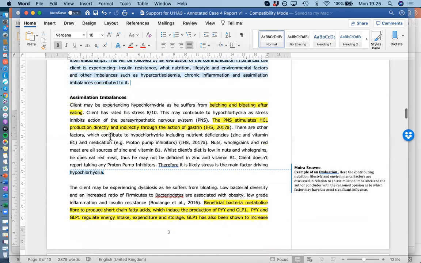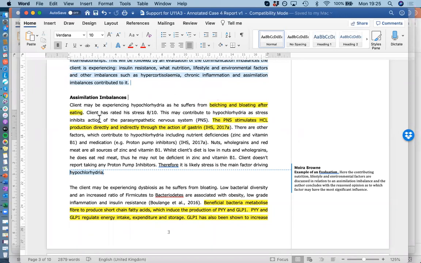So this is an example paragraph of what we're looking for. The client may be experiencing hypochlorhydria as he suffers from belching and bloating after eating. It's important, and this will be in clinical practice as well, that if you identify a clinical imbalance that you think the client is experiencing, you have to justify that with signs and symptoms. So that's what is here.